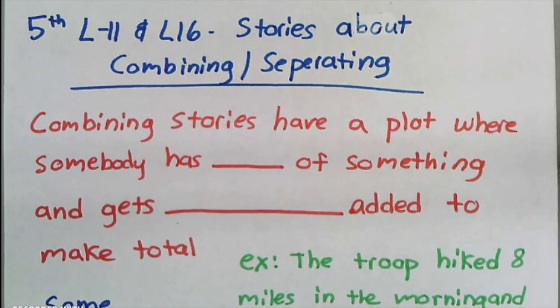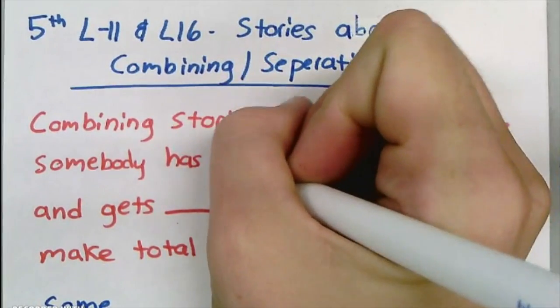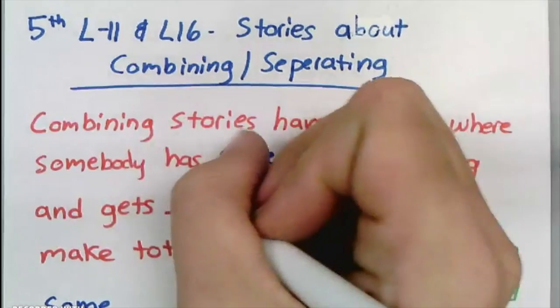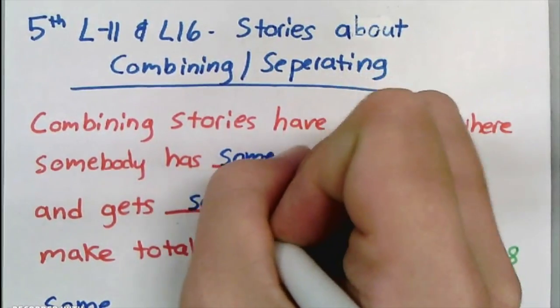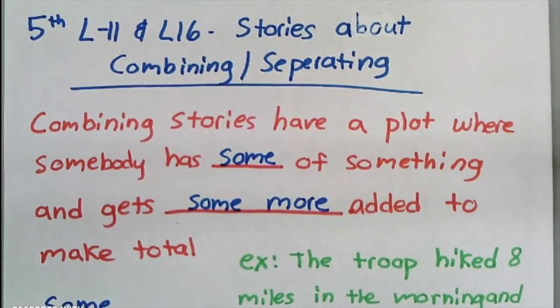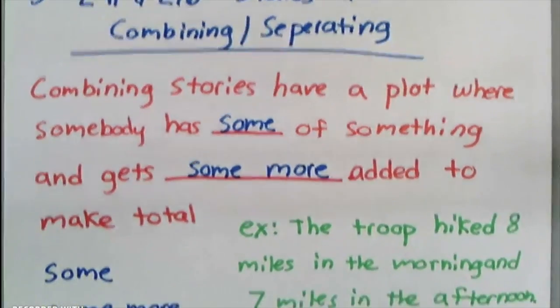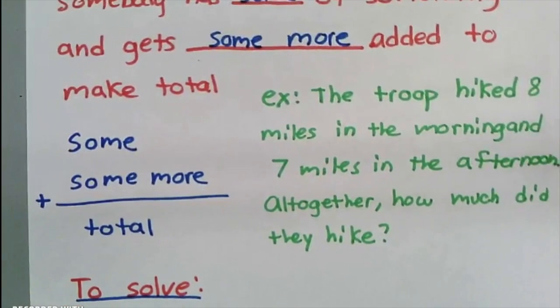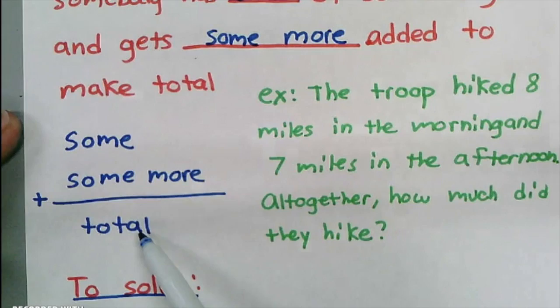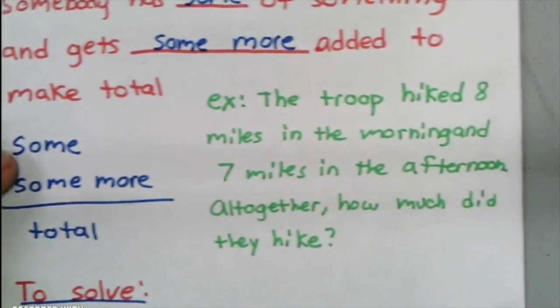Lessons today, stories about combining and separating. Combining stories have a plot where somebody has some of something and gets some more added to make the final total. If we were to write that in an equation, it would look like some plus some more equals the total.